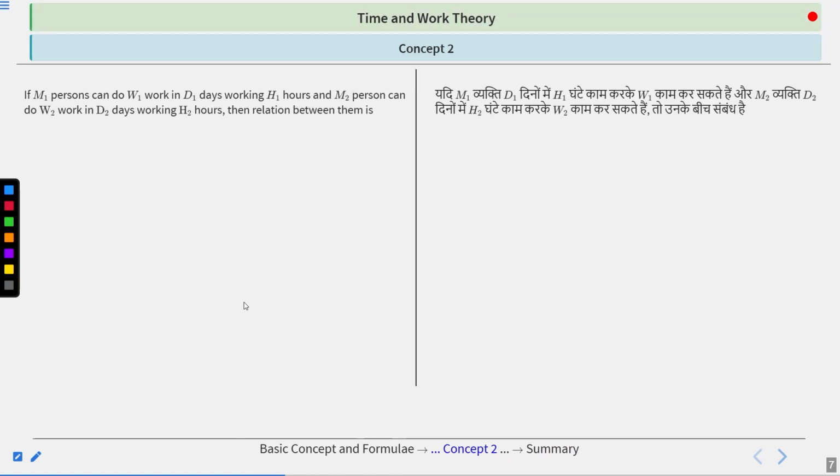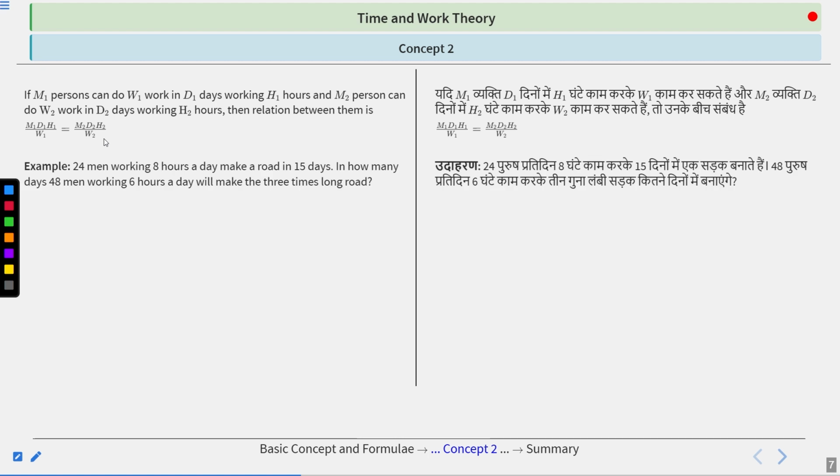Clear? Now concept 2. If M1 persons can do W1 work in D1 days working H1 hours, and M2 persons can do W2 work in D2 days working H2 hours, the relation between them is M1 D1 H1 upon W1 equals M2 D2 H2 upon W2. For example, 24 men working 8 hours a day make a road in 15 days. In how many days will 48 men working 6 hours a day make a road 3 times as long?